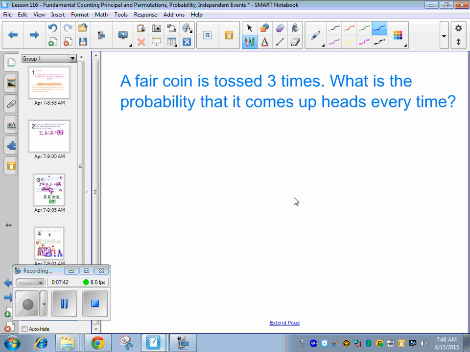And here's another easy one. A fair coin is tossed 3 times. What's the probability it comes up heads every time? So 3 times, what's the probability of getting heads? 1/2 times 1/2 times 1/2. So the probability of getting heads 3 times in a row is 1/8.